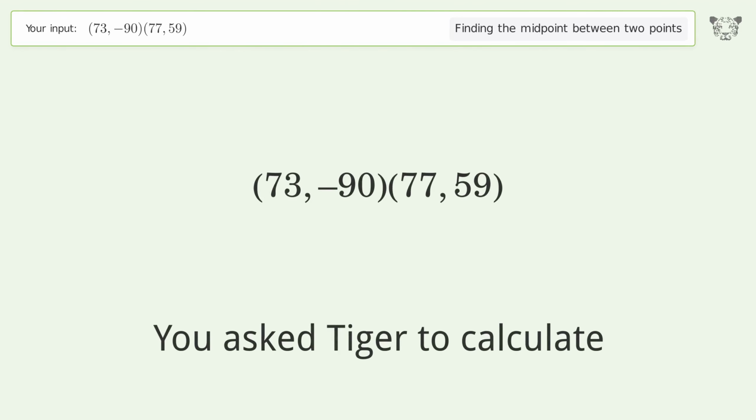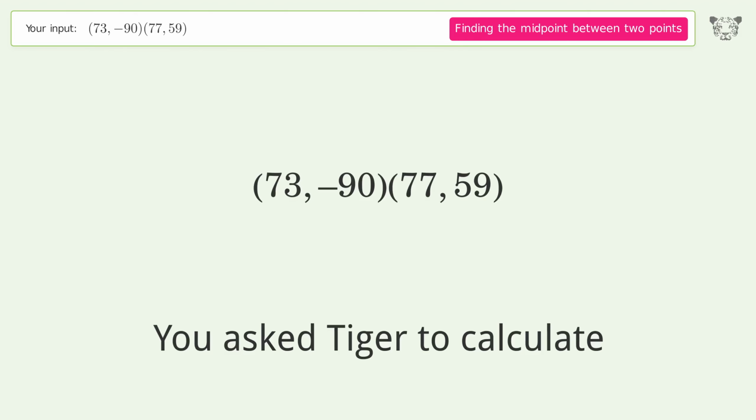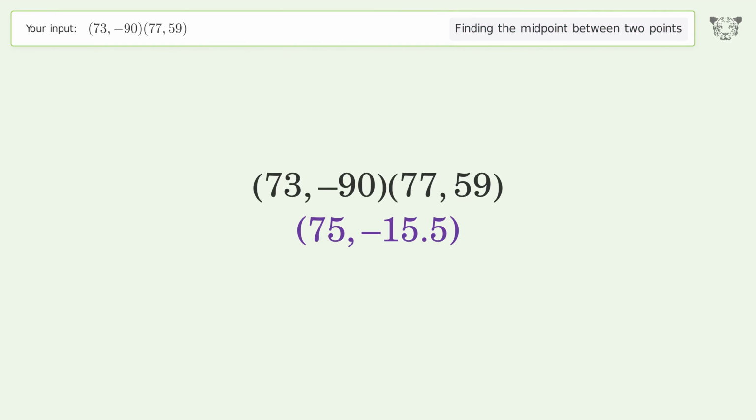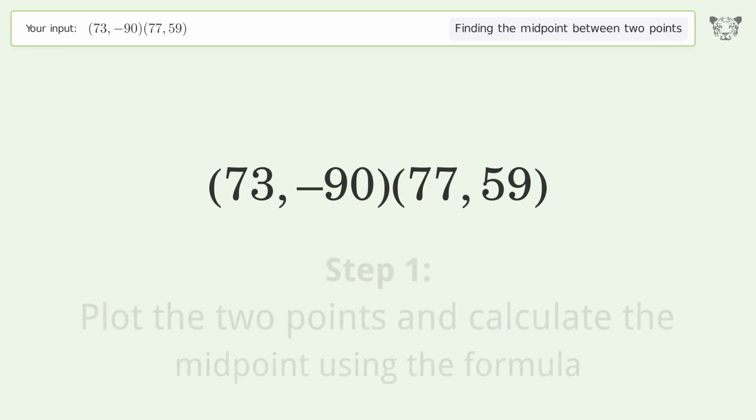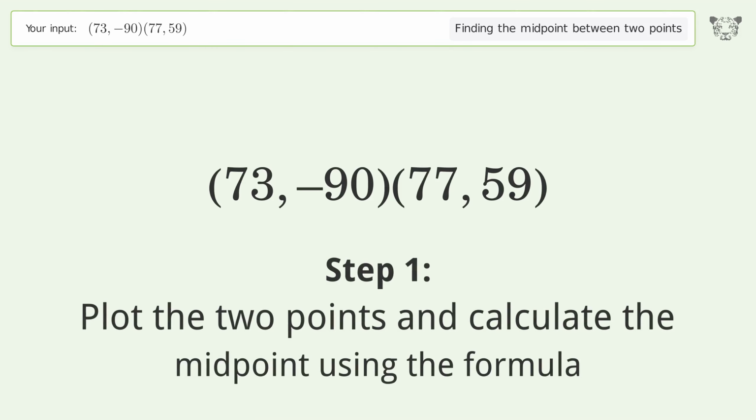You ask Tiger to calculate. This deals with finding the midpoint between 2 points. The midpoint between the 2 points is 75, negative 15.5. Let's solve it step by step. Plot the 2 points and calculate the midpoint using the formula.